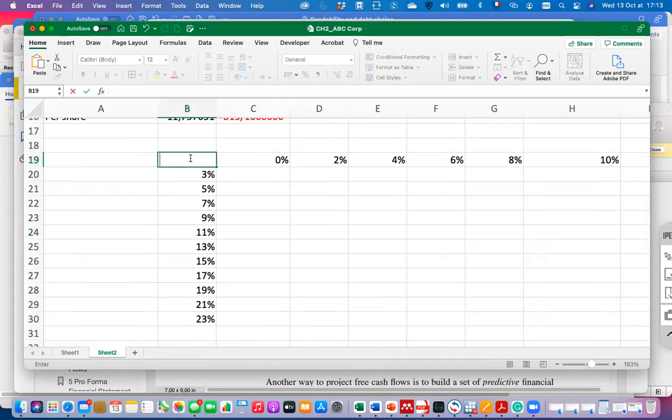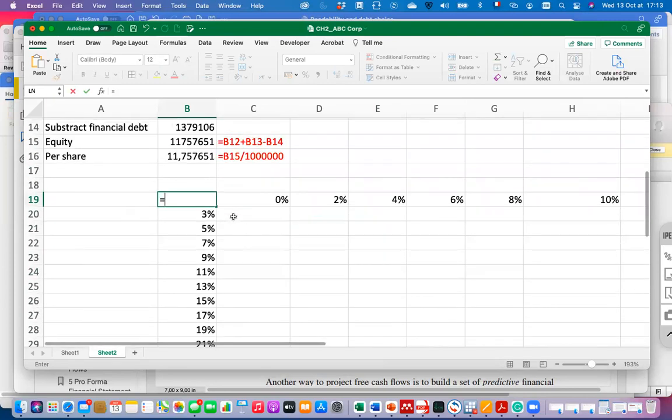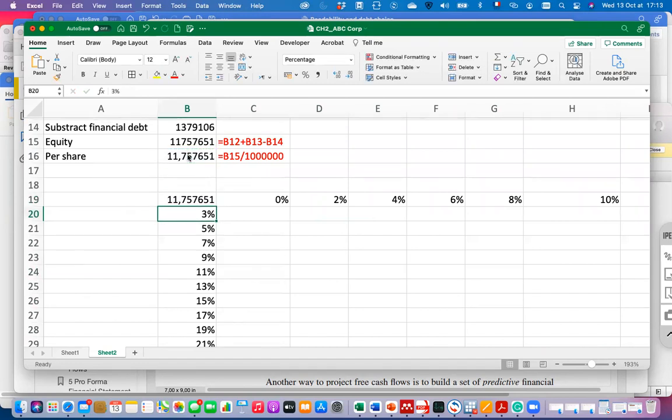So don't forget, our goal is to find the per share price, which is B16. Equal to B16. It is as if we are asking Excel to find the per share price for every possible combination based on the same steps that we have used in B16. That's why we put equal to B16.